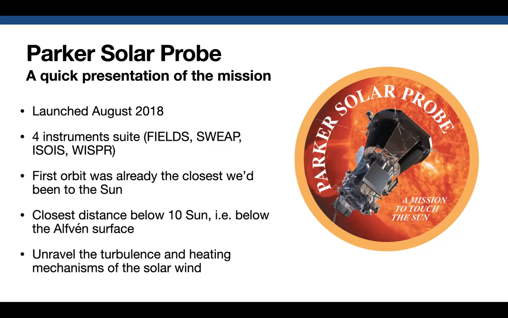So already at the first orbit, it was the closest and fastest spacecraft that was launched by humanity, the closest to the Sun. And the ultimate objective is to go below 10 solar radii. So there's a radii that's missing. And the reason is that we want to go below the Alfvén surface.